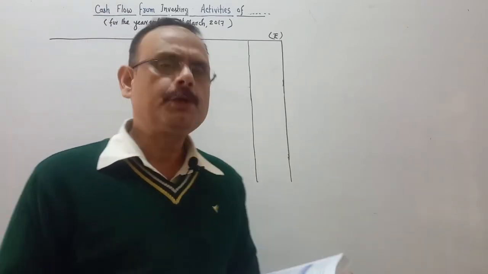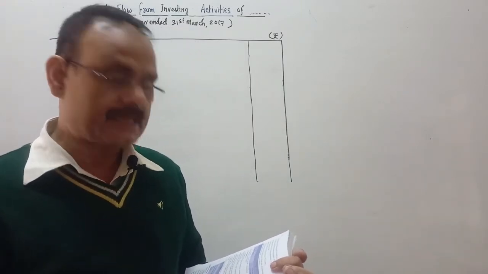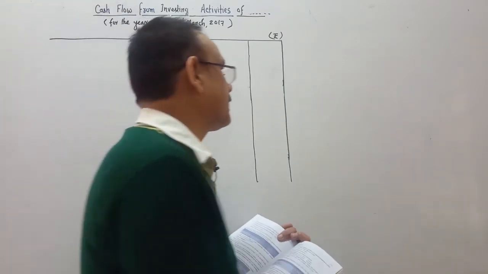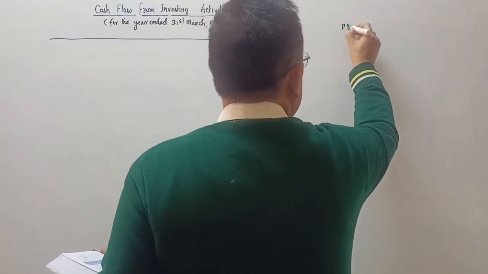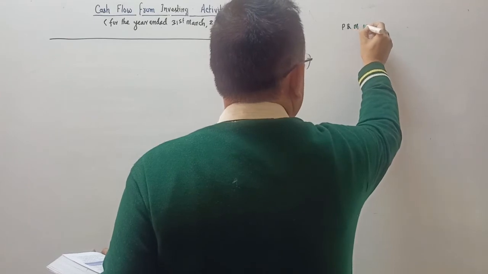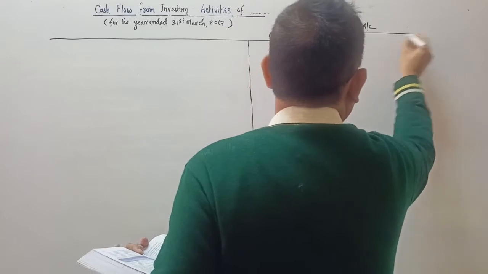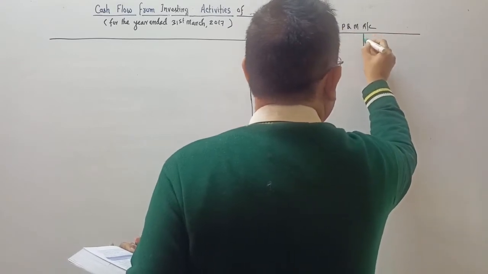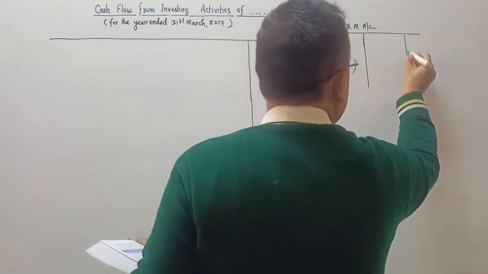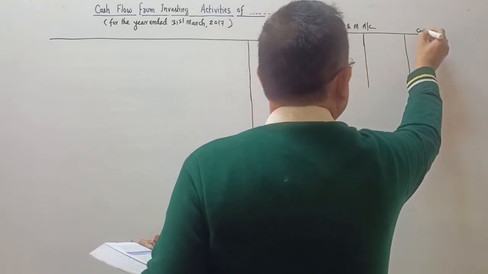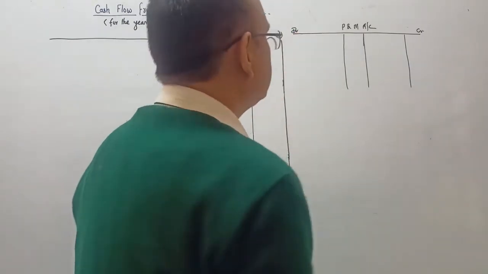First of all, we'll do the working notes regarding the plant and machinery, because some additional information is given regarding it. This is the working note, plant and machinery account. I'm going to prepare the plant and machinery account. This side is your credit side, this is your debit side of plant and machinery.